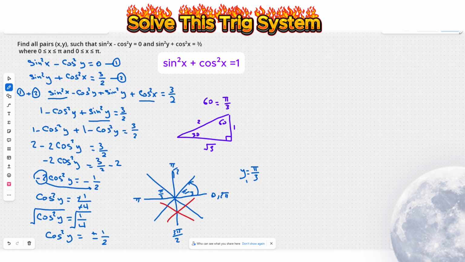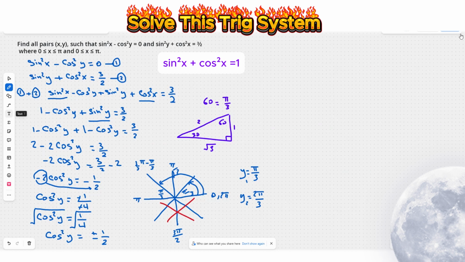That's y1. And y2 will be all the way to there. All the way to there basically means you go all the way to pi and take away pi over 3. And pi is the same as 3 pi over 3, minus pi over 3. So y2 will equal 2 pi over 3. Now we found our y values.